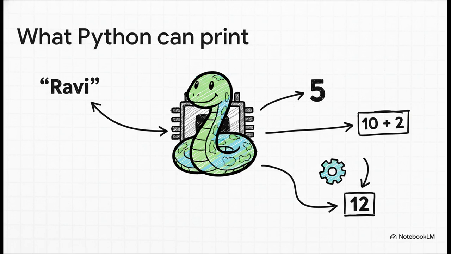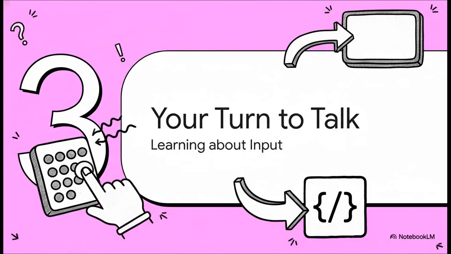Now, this is where it gets really cool. Python's voice isn't a one-trick pony. It can say all sorts of things. You can tell it to print some text, like a name. You can tell it to print a number, or you can even tell it to print the answer to a math problem. It actually does the calculation for 10 plus 2, and then tells you the answer is 12. Pretty smart, right?